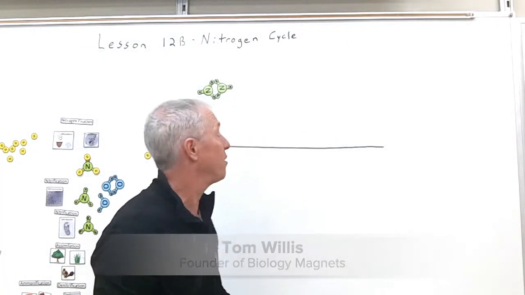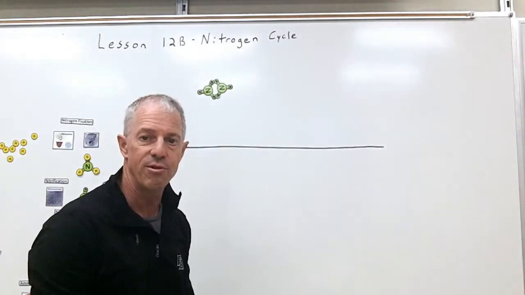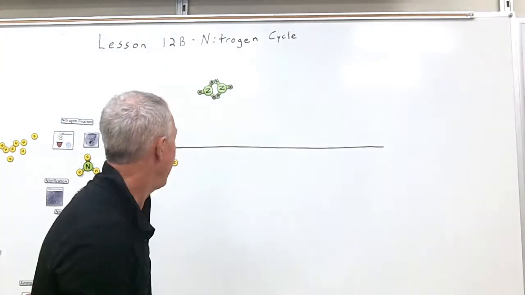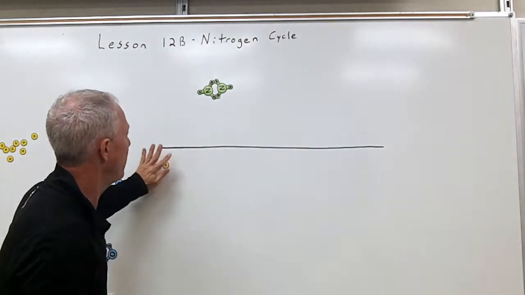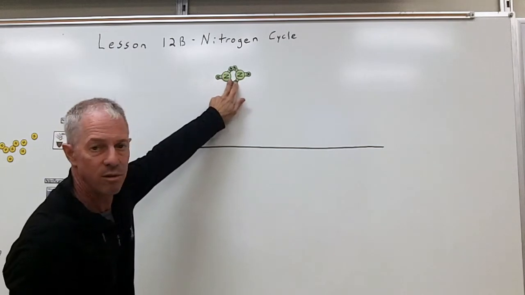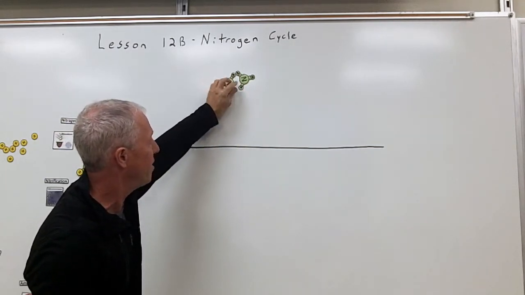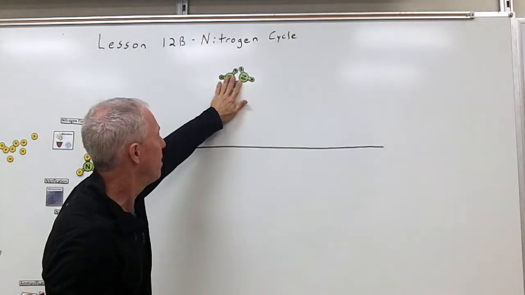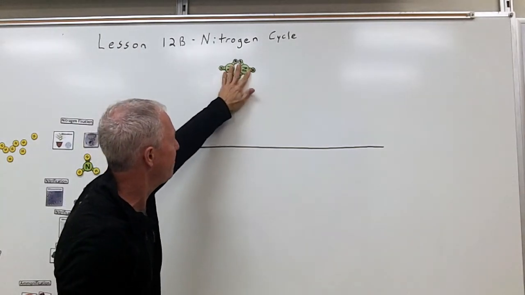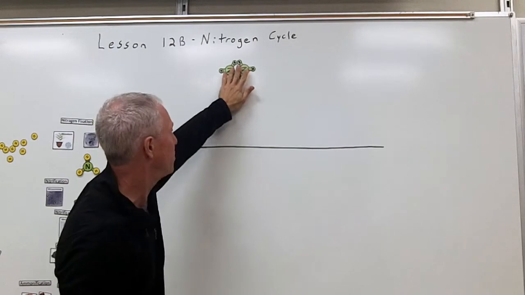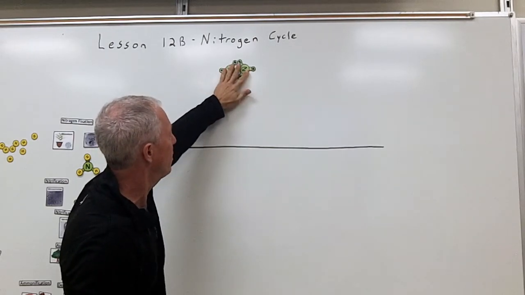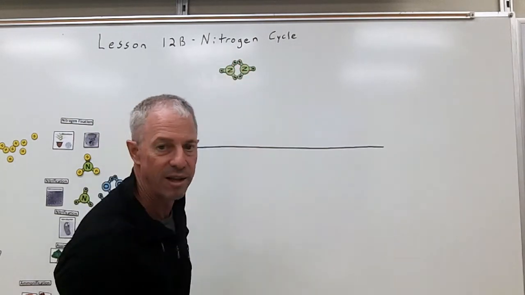This video is over lesson 12B, the nitrogen cycle. And we'll start in the atmosphere with N2. Now this model shows two nitrogen atoms. They're actually triple bonded, but I can't show those with these models, so I just kind of put them together like that.